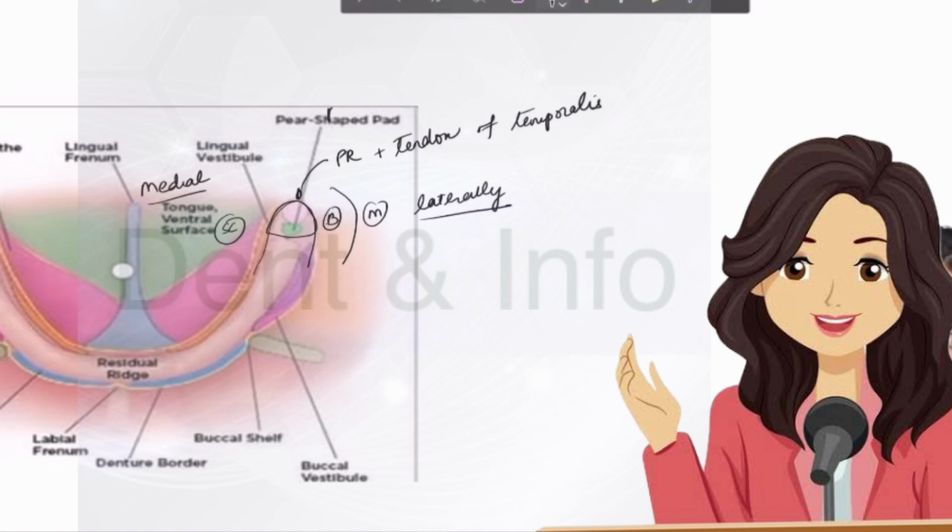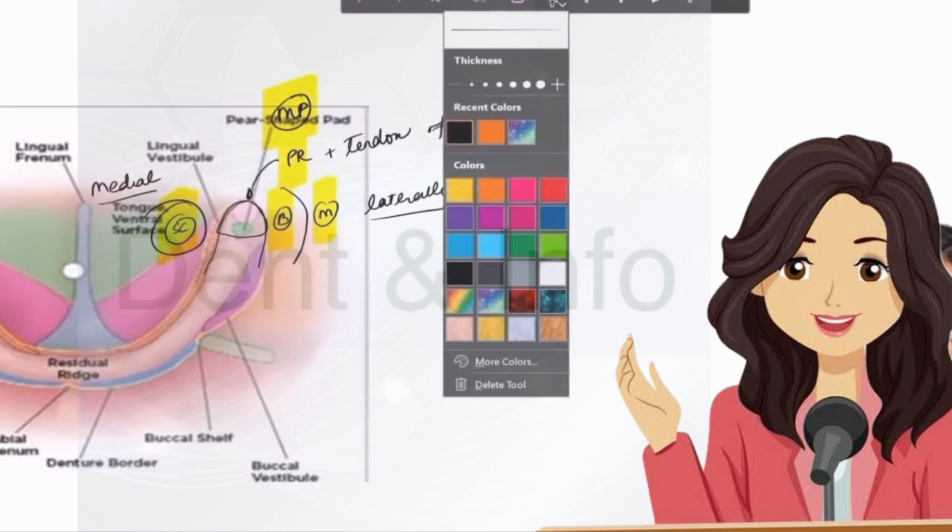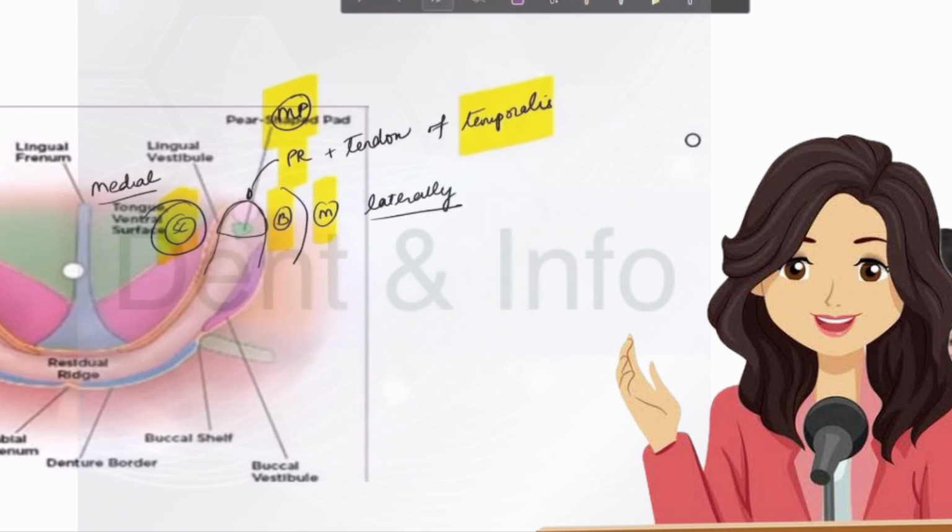Behind that, what you see is your medial pterygoid, right? So you have superior constrictor, buccinator, and then masseter. Then just behind you have pterygomandibular raphe, tendon of temporalis, and lastly your medial pterygoid. These are all our muscles which are present.